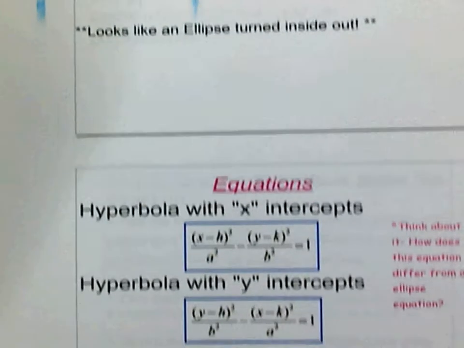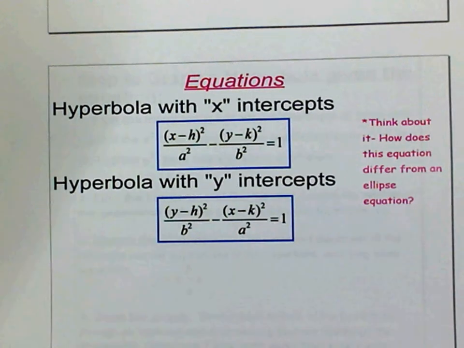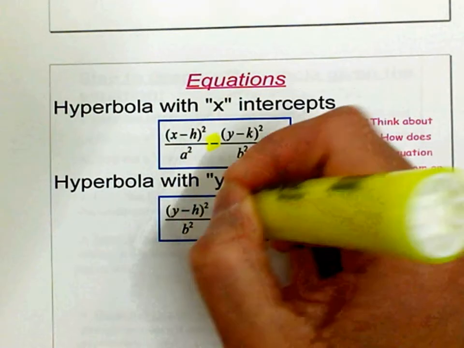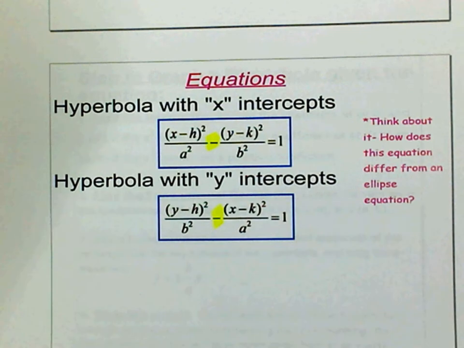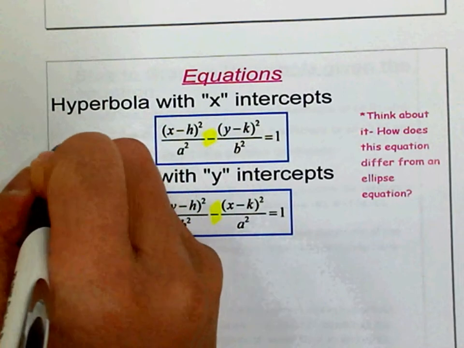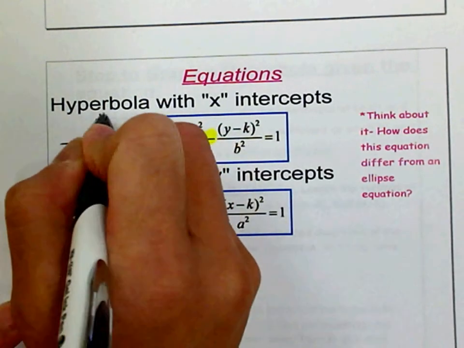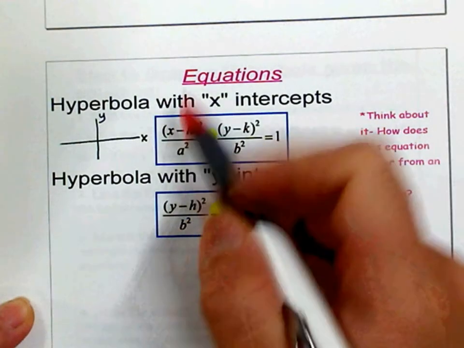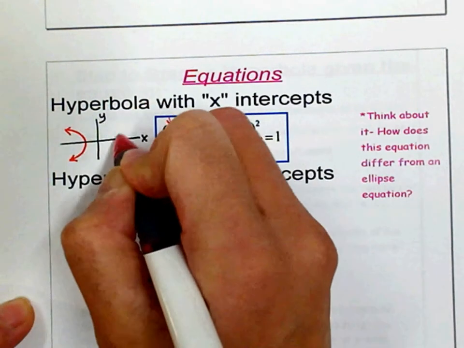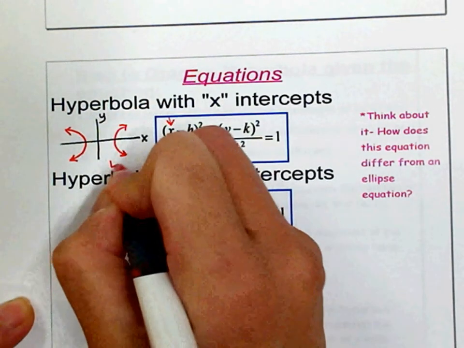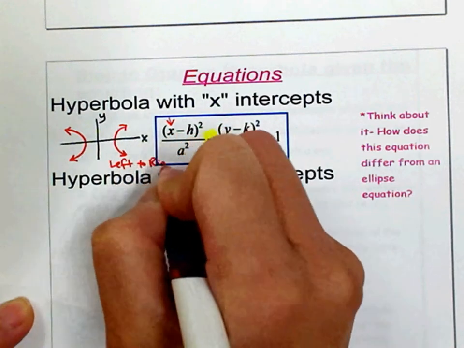Here are your equations that you need to know for a hyperbola with an x-intercept and a hyperbola with a y-intercept. Now notice how it is not a plus, but there's a minus in between them. So go ahead and write down the formula. With an x-intercept, here's your x-axis and here's your y-axis. Notice how your x right here is positive. If it's positive, it's going to cross the x-axis. So it's going to go in this direction, like this. And we call that left to right.